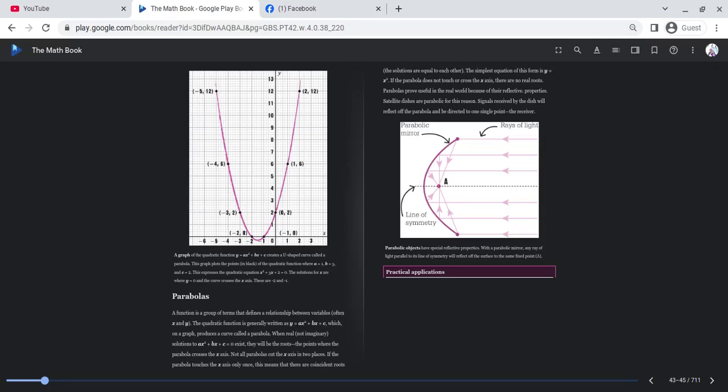Parabolas prove useful in the real world because of their reflective properties. Satellite dishes are parabolic for this reason. Signals received by the dish will reflect up the parabola and be directed to one single point, the receiver. Above, the picture shows parabolic objects that have special reflective properties. With a parabolic mirror, any ray of light parallel to its line of symmetry will reflect off the surface to the same fixed point.